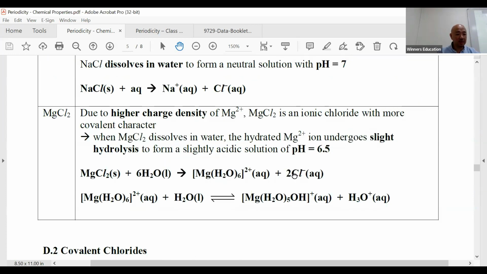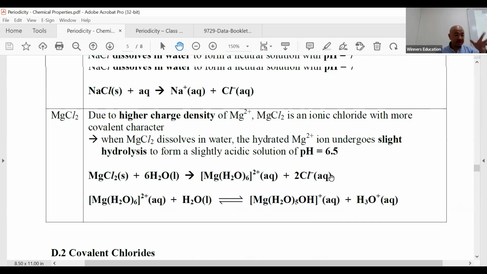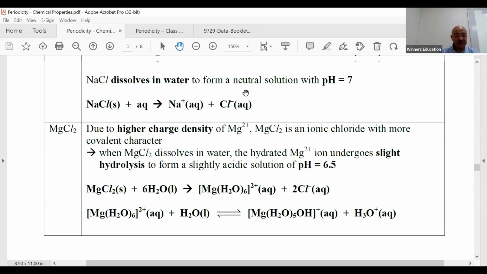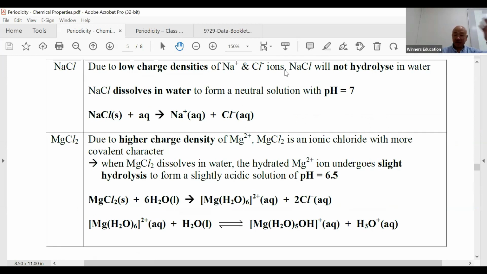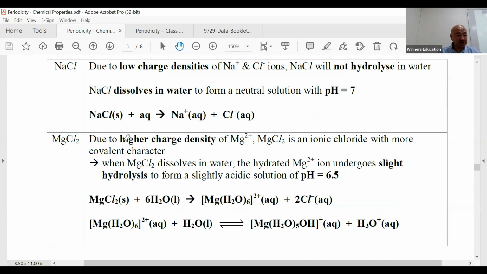Next, magnesium chloride. Our pH is not 7, it's 6.5 right now. Why? Magnesium chloride has, the Mg2+ has a higher charge density than Na+. So MgCl2 will do what? It will dissolve in water, and the hydrated ion will then undergo something else. It's called slight hydrolysis, which therefore forms a slightly acidic solution of pH equal to 6.5.